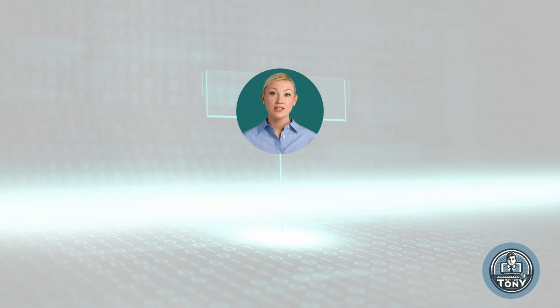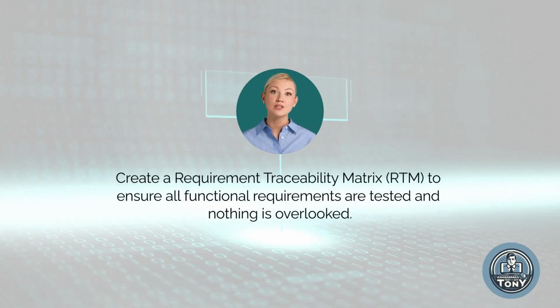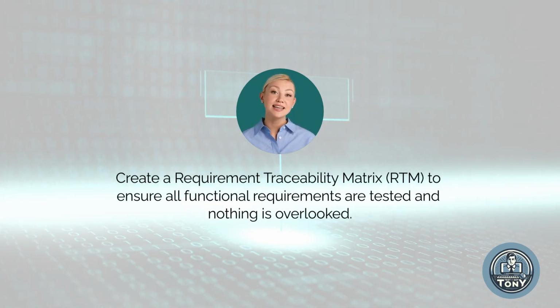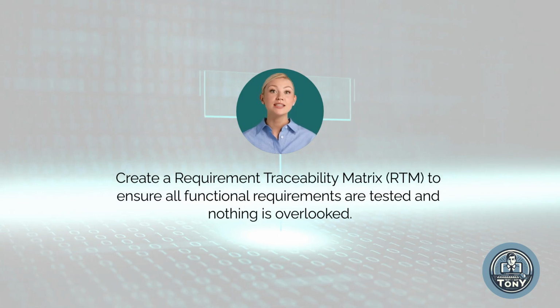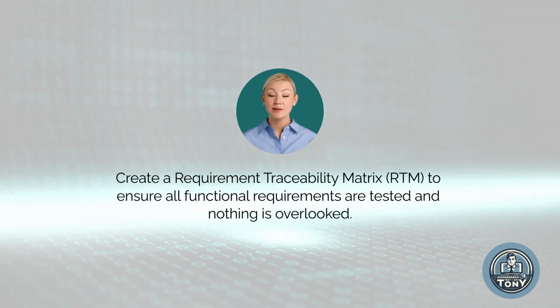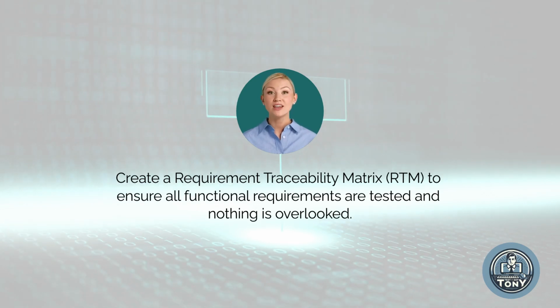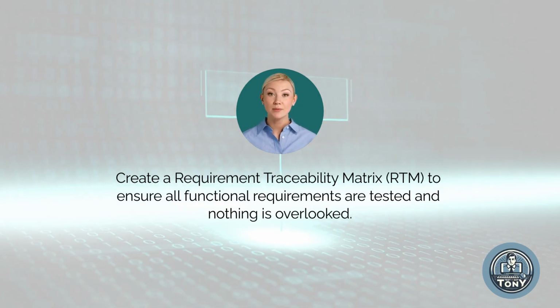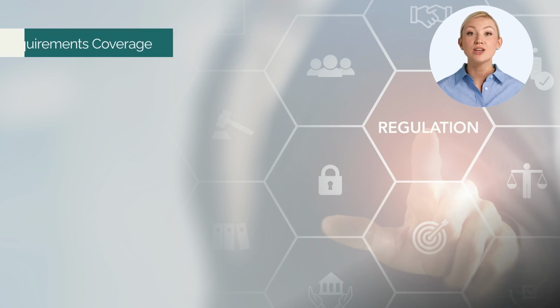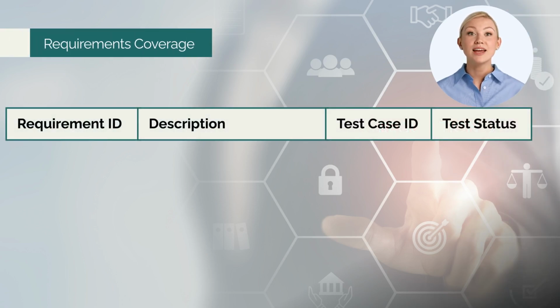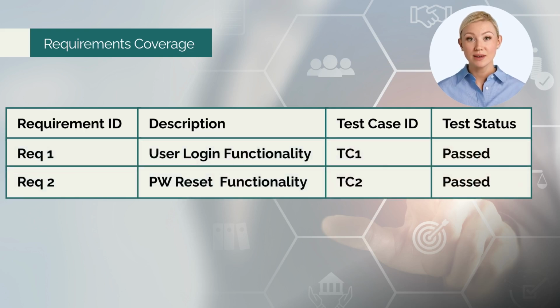For requirement coverage, create a requirement traceability matrix, RTM. This links test cases to requirements, showing stakeholders how each functional requirement has been tested, ensuring nothing is overlooked. Let's see an example. There are 4 column headers: requirement ID, description, test case ID, and test status. When we start writing tests, they can be linked to a user requirement. In this example, test case 2 shows that requirement 2 is covered.